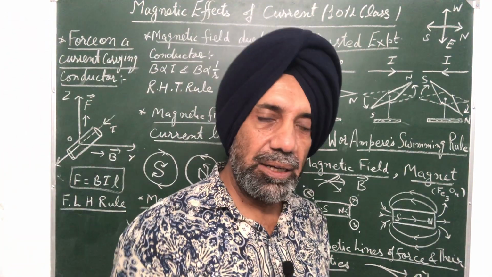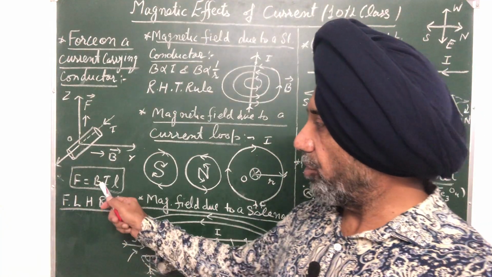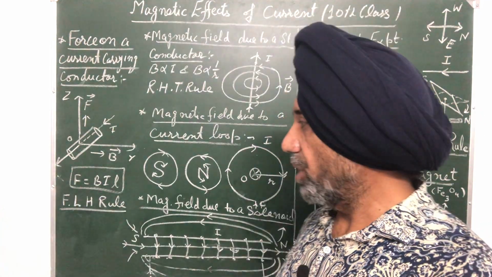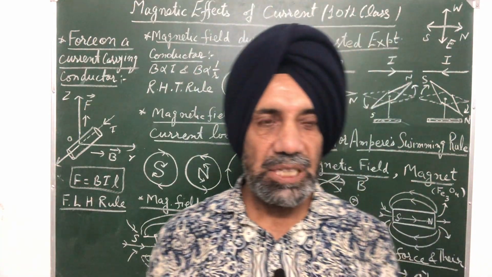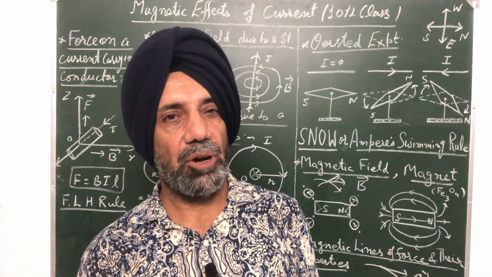So the more the magnetic field, the more the magnetic force. The more the current flowing through the conductor, the more the magnetic force. The more the length of the conductor, the more the magnetic force. So this is all about the magnetic effects of current.